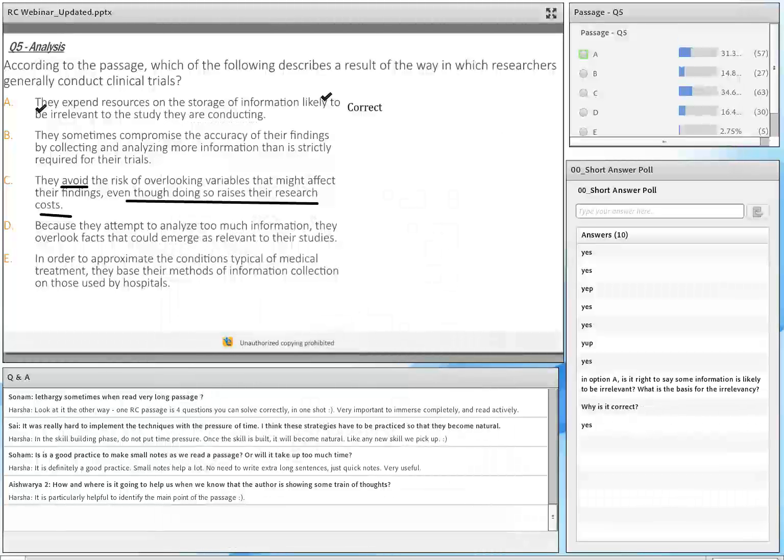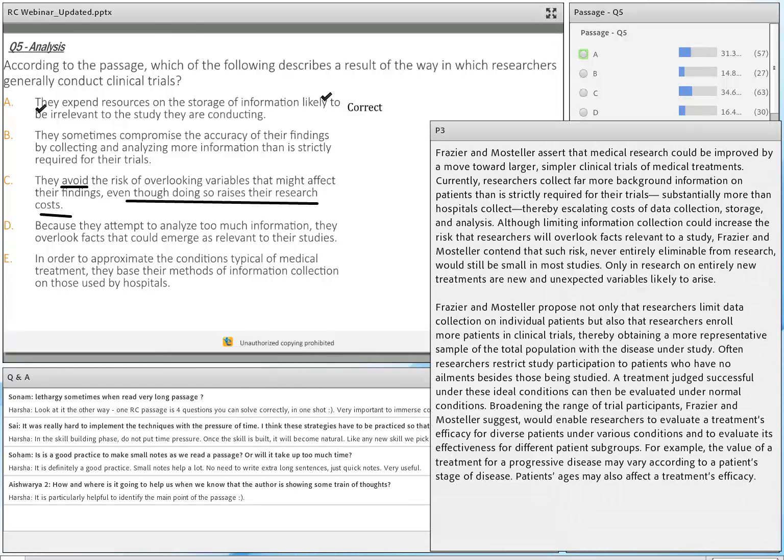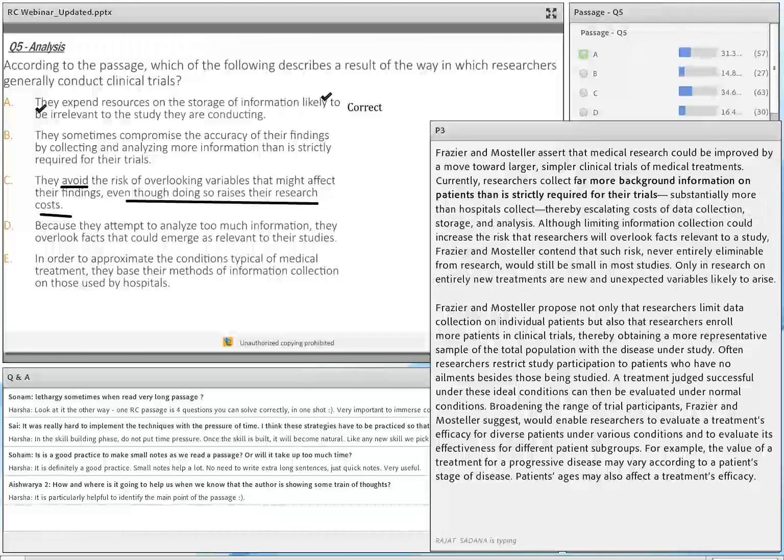Let's see why A is correct. They expend resources on storage of information likely to be irrelevant while conducting. The passage really says that. I'll show the passage to really say why A is correct. P3. When you see over here, currently, remember, this is what the author is saying: currently, researchers collect far more background information on patients than is strictly required for their trials.